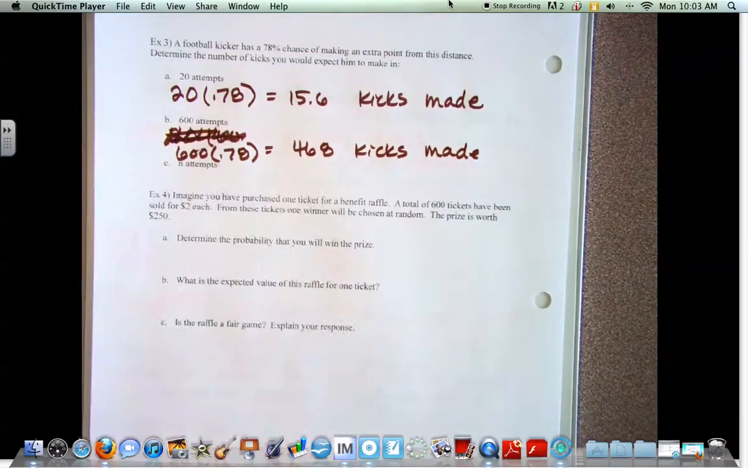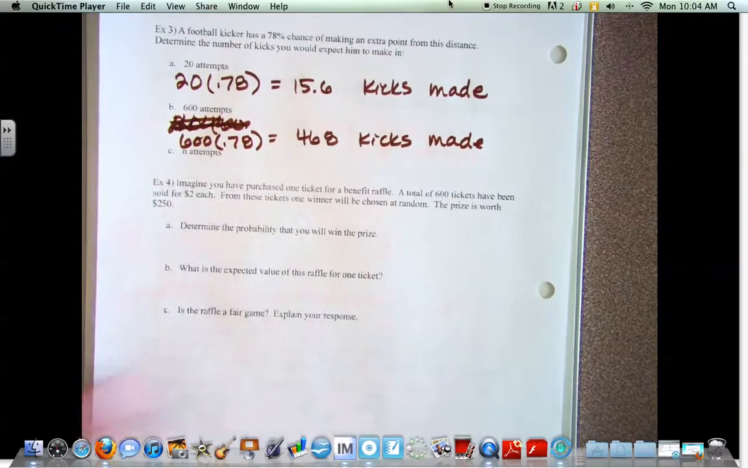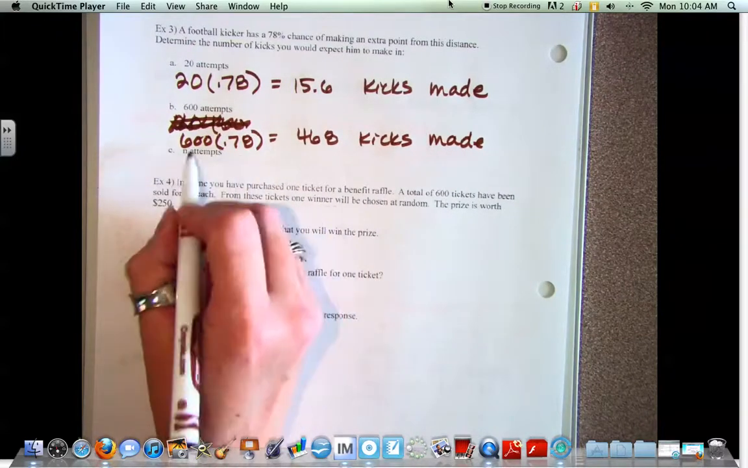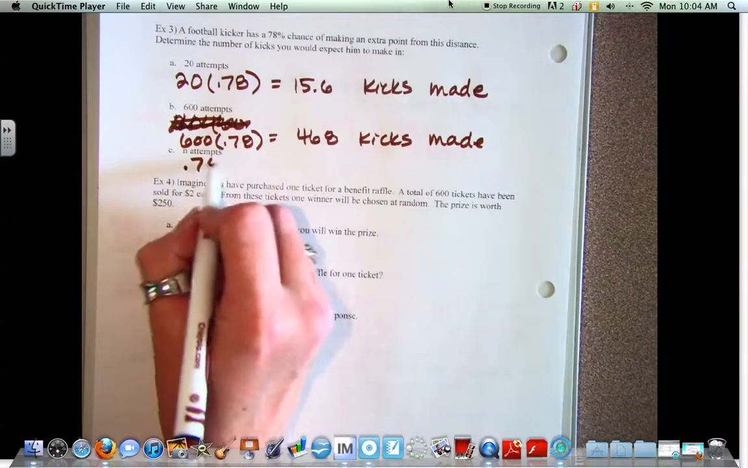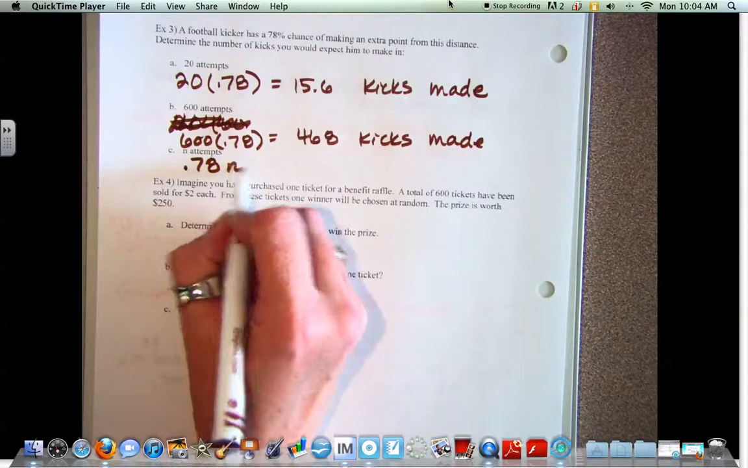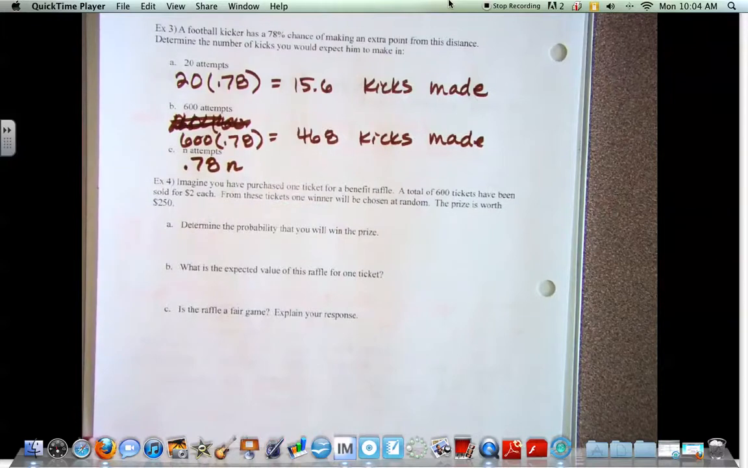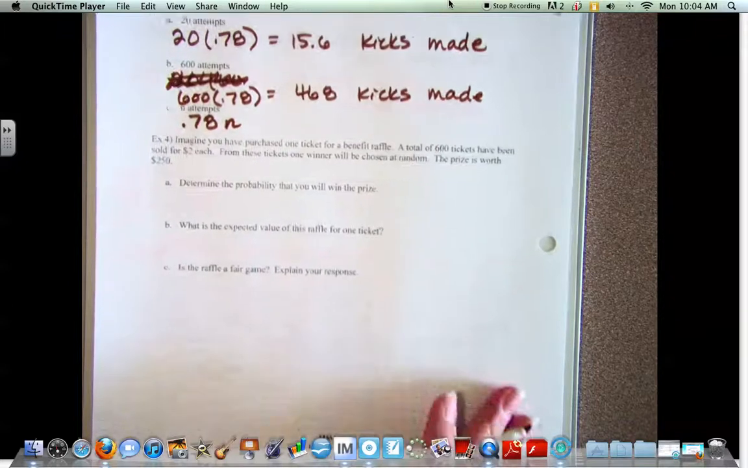Alright, so if I have N, what do I do with the N? You put N in place of the number. Yes, 0.78 times N equals the expected number of kicks. That's your formula.